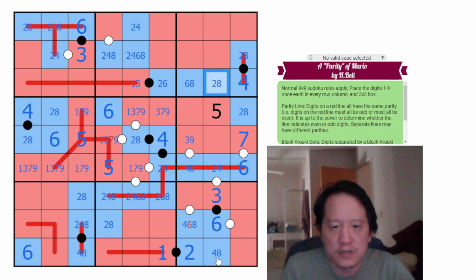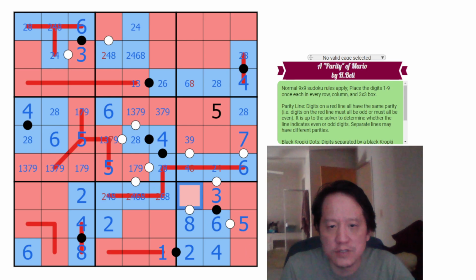This can't be 6. This is 4 and 8. This can't be 6. So this is 5 or 7. It can't be 7, so this is 5. This cannot be 3 or 5, so this can't be 4. So this is 8. This is 4. This is 2. This is 4. This is 8. This is 2. So this is 7 or 9.